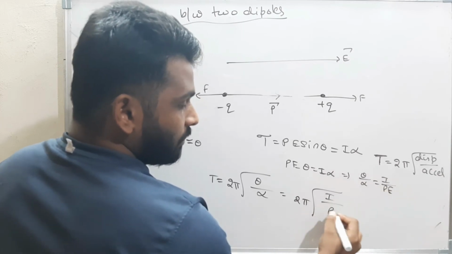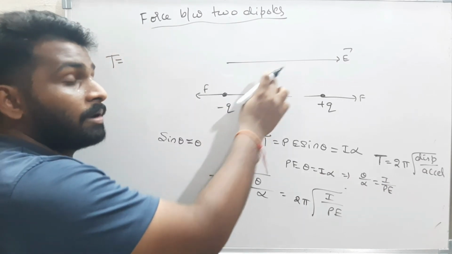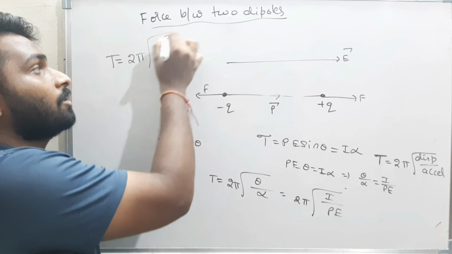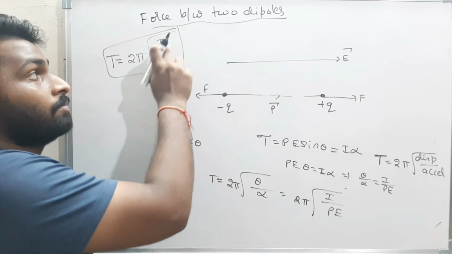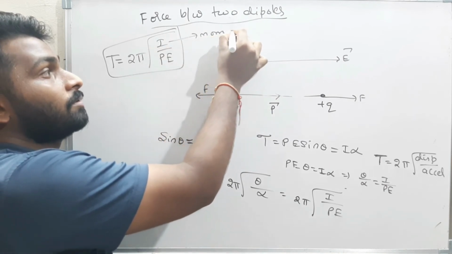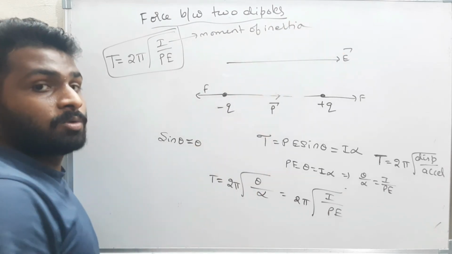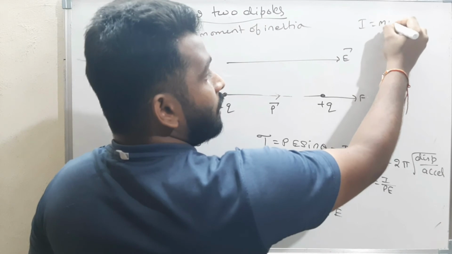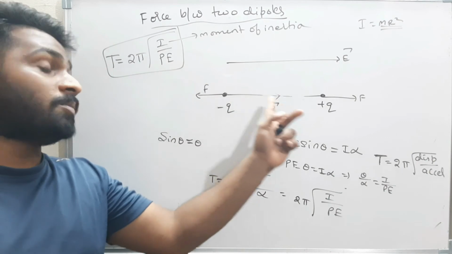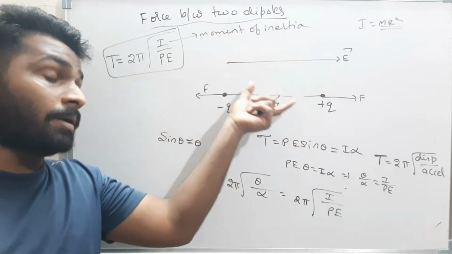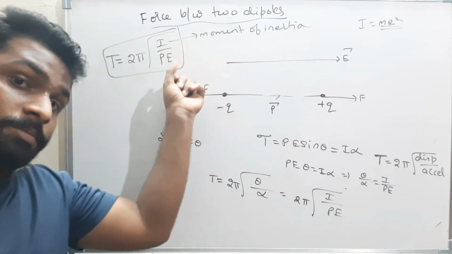Therefore, the time period of the dipole when I place it in a uniform electric field is 2 pi root of I by PE. Where T is the time period, where I is the moment of inertia. I think you know what is moment of inertia. Moment of inertia I is equal to m r square. Do you remember this? Yeah. I is the moment of inertia, where P is the dipole moment, where E is the electric field. Therefore, the time period of the dipole when I place it in a uniform electric field is 2 pi root of I by PE. Please remember this, very important.